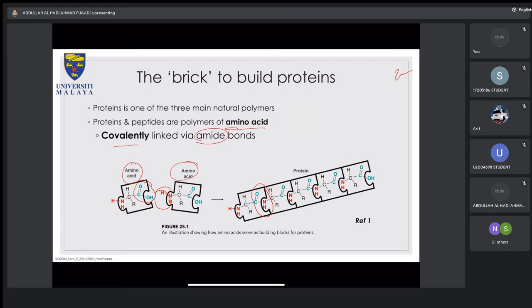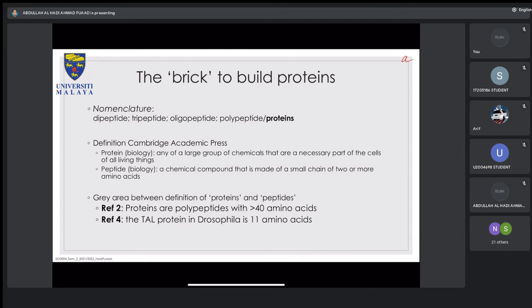Okay. So some nomenclature for proteins and peptides. For one amino acid, it's just an amino acid. Once you have two conjugated together forming an amide bond, you call it a dipeptide. And if you have three amino acids, a tripeptide. And then if you have more than that, normally you call it an oligopeptide, or a polypeptide or protein. So the nomenclature doesn't actually fit into one category only. This is because it depends on what type of protein you're talking about. For example, a smaller organism might have shorter proteins, but nonetheless, it is a protein and not a peptide or polypeptide.